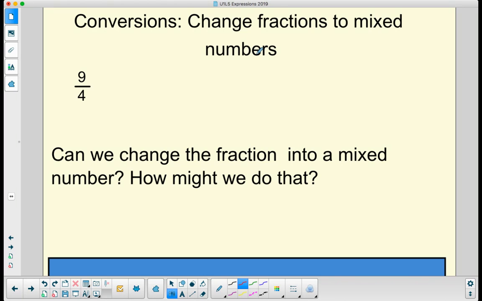Converting, changing fractions to mixed numbers. How do I change 9 fourths to a mixed number? Can we change the fraction into a mixed number? How might we do that? Well, we're just doing the opposite. I'm saying 9, how many fourths make a whole? 4 fourths. So I can take 4 out, would leave me with 5 fourths, plus take another 4 fourths out, would leave me with just 1 fourth left.